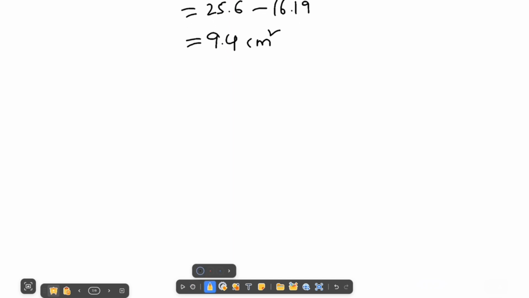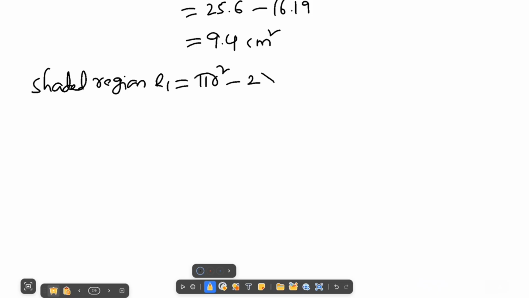Now how do you get the shaded region R1? Shaded region R1 will be the area of circle, pi r square, minus 2 into the area of two segments, 2 into the area of one segment, 9.4. So 22 by 7 into r square, 7 into 7, minus 2 into 9.4, so 2 nines are 18, so 18.8. So now here 7 can cancel.